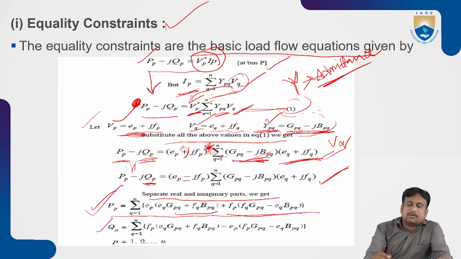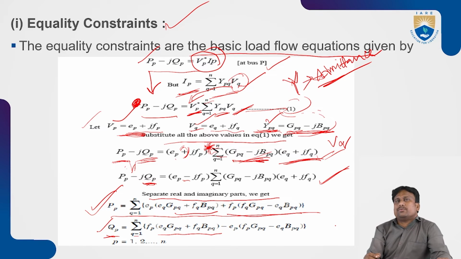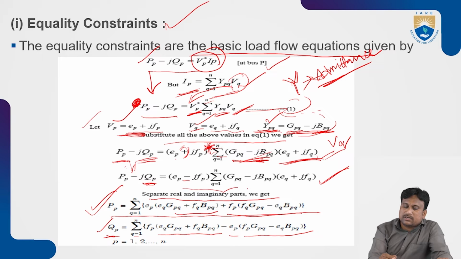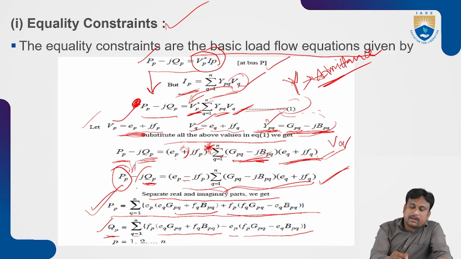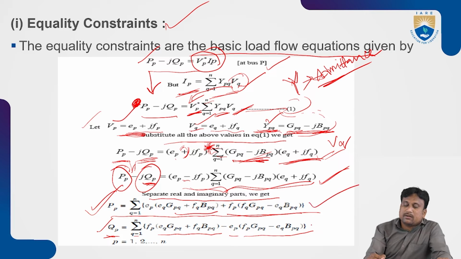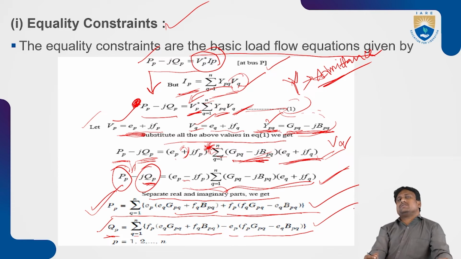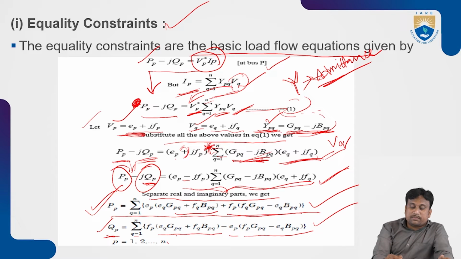Now coming to the reactive term coefficient, this is defined as Qp, which is summation of q equals 1 to N of Fp times (Eq Gpq plus Fq Bpq) minus Ep times (Fq Gpq minus Eq Bpq). So we are splitting this expression into the real power coefficient and the reactive power coefficient. Then we get two parameters, real and reactive coefficients, which are applicable for p equals 1, 2, 3 up to N.